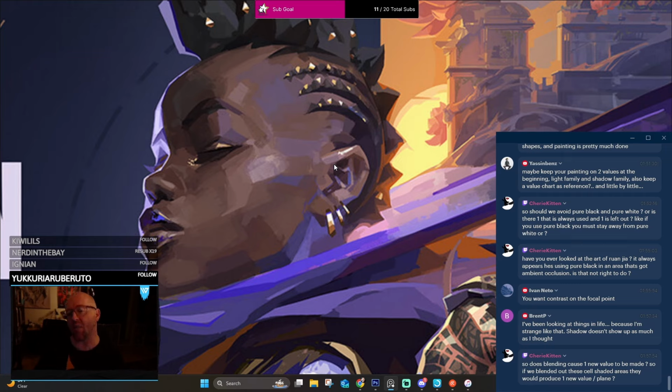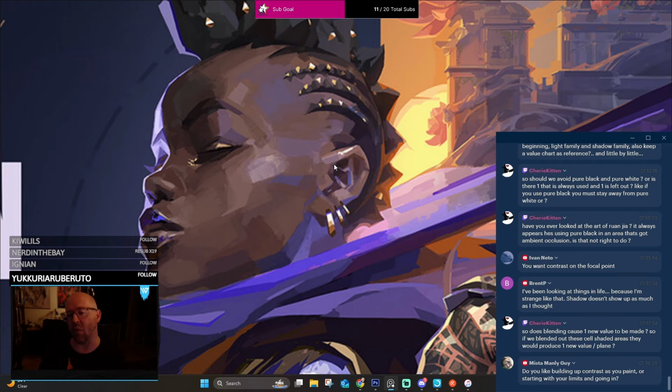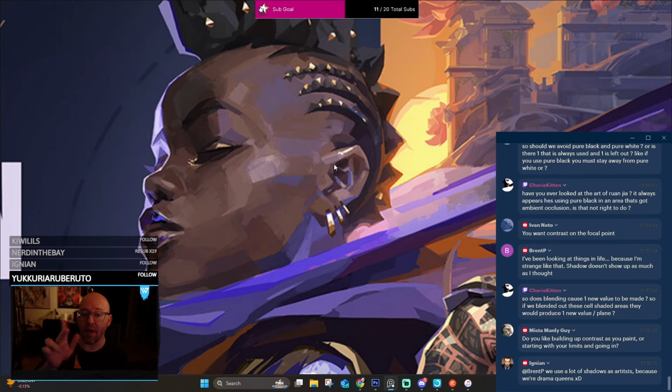So does blending cause one new value to be made? So if we blended out those cell shade areas, will they produce one new value or plane? No, not necessarily, because of how close some of these values are. If it's only a 10% and a 20%, and then you mix them and you get 15%, 15% does not become a new value. I mean, on numbers, I guess it does, but it really doesn't.